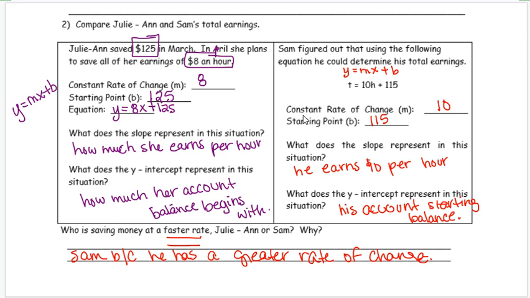So this is how you compare two functions, one in the form of an equation and one in the form of a word problem.